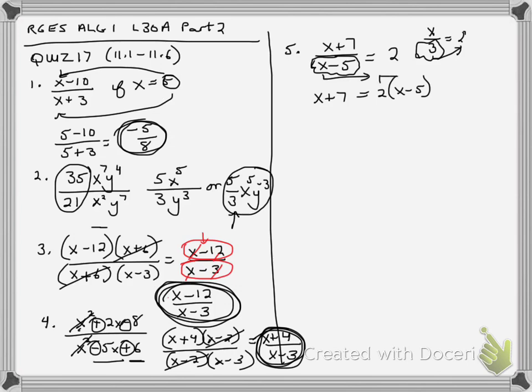So now I'll distribute. Now I'll take my x's to the left and my number to the right. And now I'll multiply by negative 1 to get x rather than negative x. And there's your answer. Okay. Number 6.